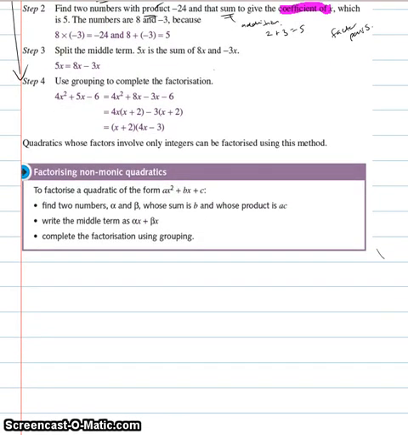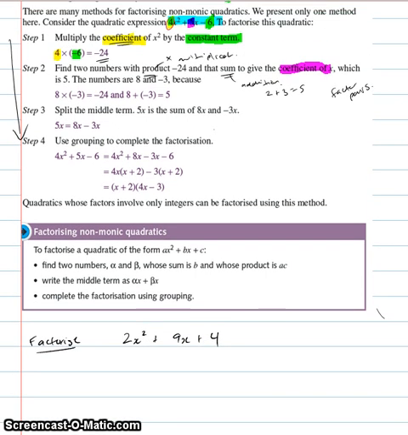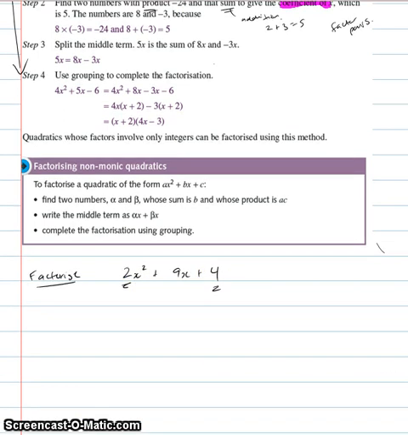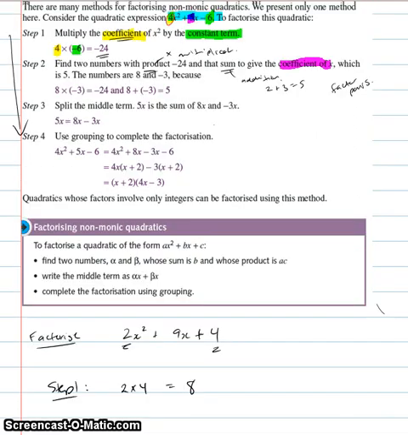Okay. So say we're asked to factorize 2x squared plus 9x plus 4. We go back to our procedure and we multiply the coefficient of x squared by the constant term. So step 1, we get 2 times 4, which is positive 8. That's my first step.